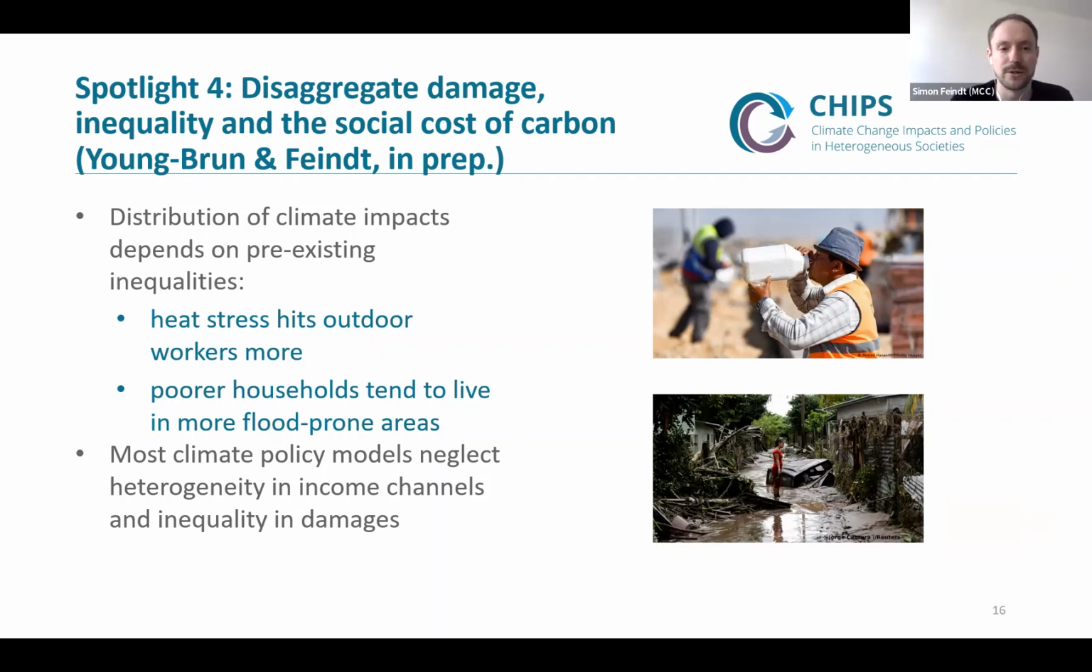The motivation of this research is that we have seen from the work by Thomas Vogt, but also from Peron Collins-Sowah, that the distribution of climate impacts depends on pre-existing inequalities. Two examples here are that heat stress hits outdoor workers more, and the second example being that poorer households tend to live in more flood-prone areas. So two dimensions, one more labor related, and the other one more related to wealth and income. So far, most climate policy models neglect the heterogeneity in these income channels, and then in the next step also the inequality in these two dimensions.